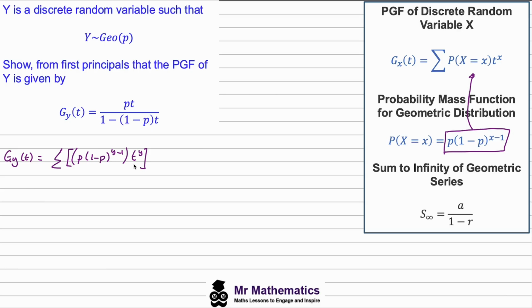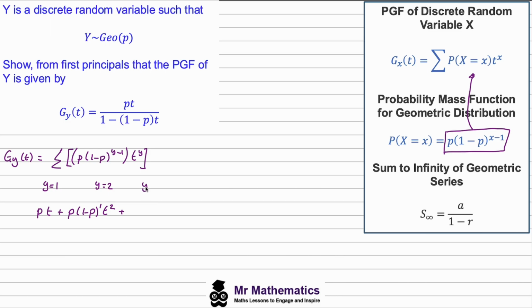We get our first success on the first go. So when y equals 1, we'll have p multiplied by 1 minus p to the 1 take away 1. So all of this will become 1, and we're just left with p times t to the y. So this will just be pt. Then if we let y equal 2, we'll have the p, 1 minus p, to the power of 2 take away 1, times t squared.